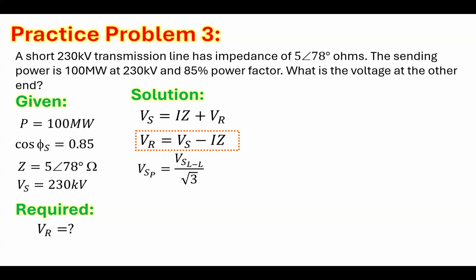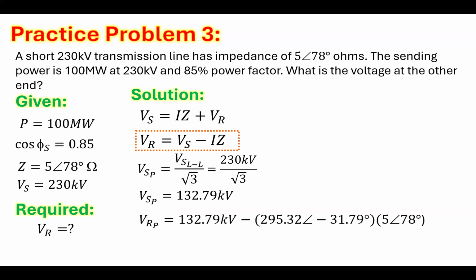So first, we need to solve for the phase voltage of the sending end. That is equal to the sending voltage all over square root of 3. And this will give us a value of 132.79 kilovolts.